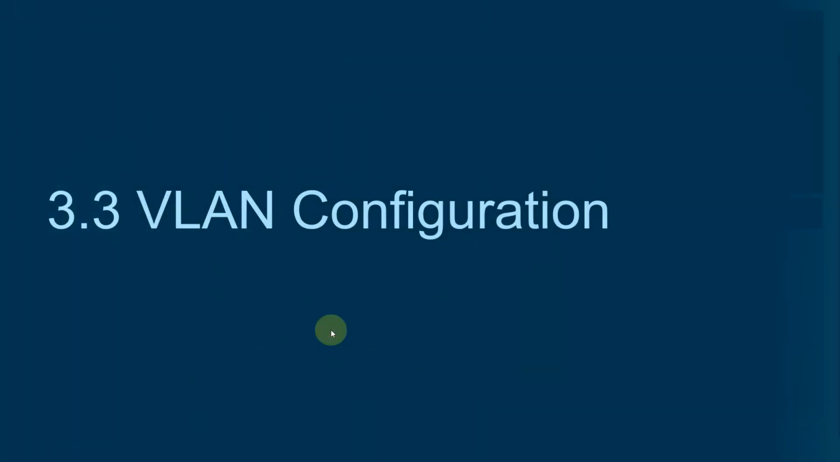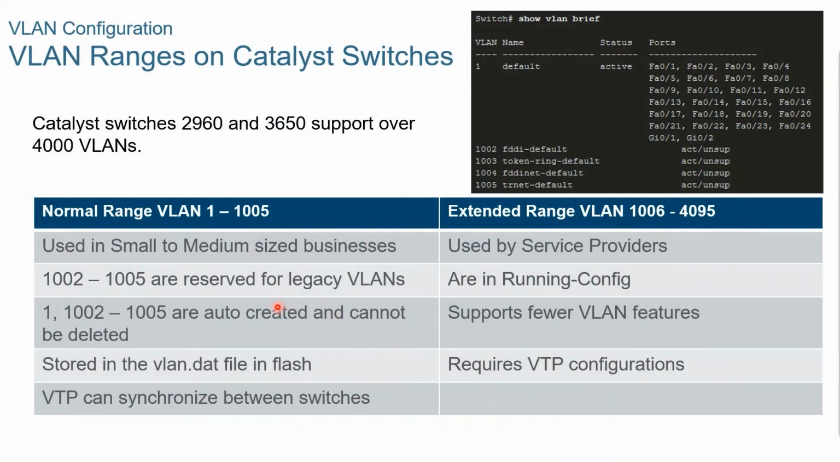VLAN configuration. Creating a VLAN, like most other aspects of networking, is a matter of entering the appropriate commands. This topic details how to configure and verify different types of VLANs. Different Cisco Catalyst switches support various numbers of VLANs. The number of supported VLANs is large enough to accommodate the needs of most organizations. For example, the Catalyst 2960 and 3560 support over 4,000 VLANs. That's a lot of VLANs.